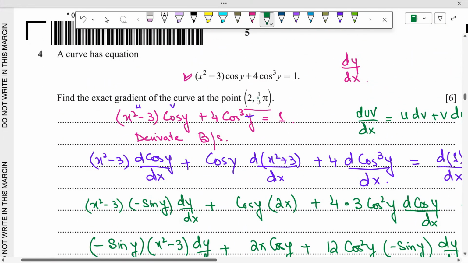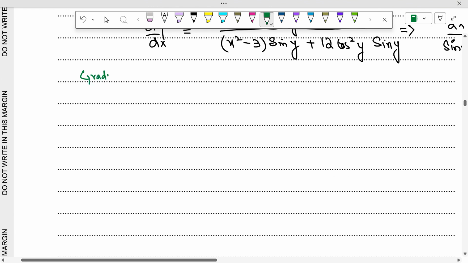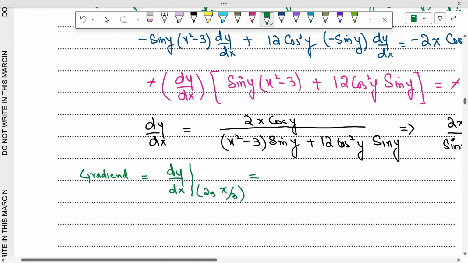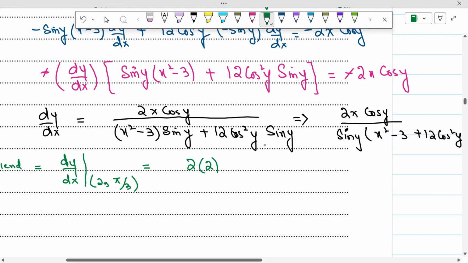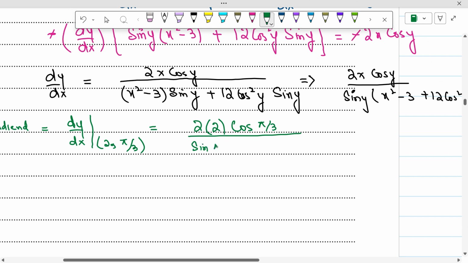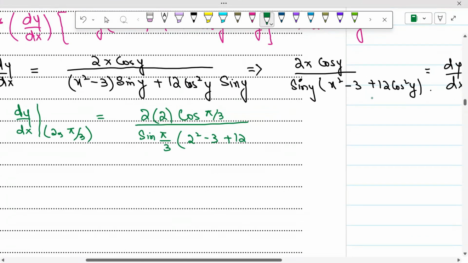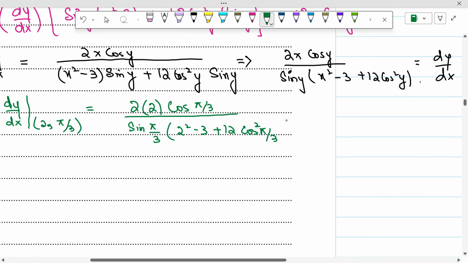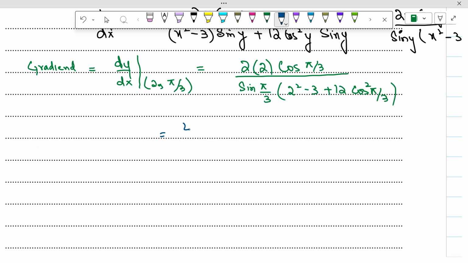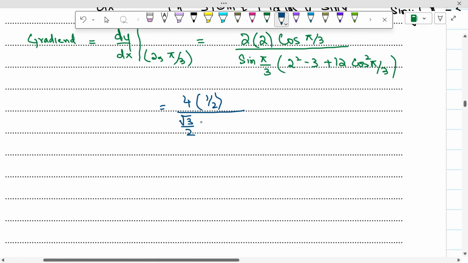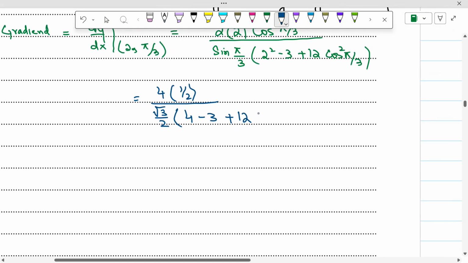We need to find the gradient at (2, π/3). So gradient is equal to the derivative at the point (2, π/3). This is equal to 2 times x, which is 2 times 2, cos y meaning cos of π/3, over sin y meaning sin of π/3. In brackets we will have x², meaning 2² − 3, plus 12 times cos² y, meaning cos of π/3 squared. 2 times 2 is 4. cos of π/3 is 1/2, over sin of π/3, which is √3/2, times 2² meaning 4, minus 3, plus 12 times cos² of π/3, and cos of π/3 is 1/2, so it will be (1/2)².